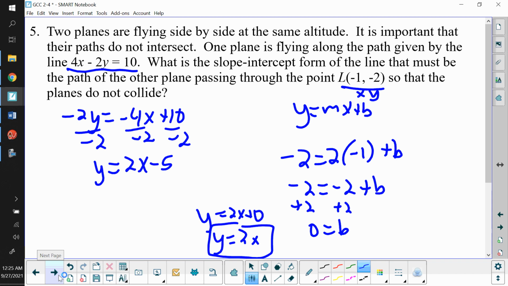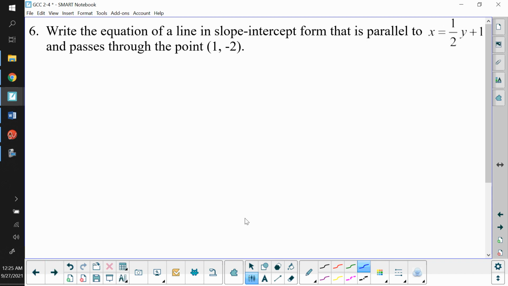And our last one for our lesson today, we want to be parallel to this given equation and passing through 1, negative 2. Well, notice y is not by itself. We've got to get y by itself so we can pick out the slope. So we'll start by subtracting the 1 over, and we'll get x minus 1 is equal to 1/2 y.